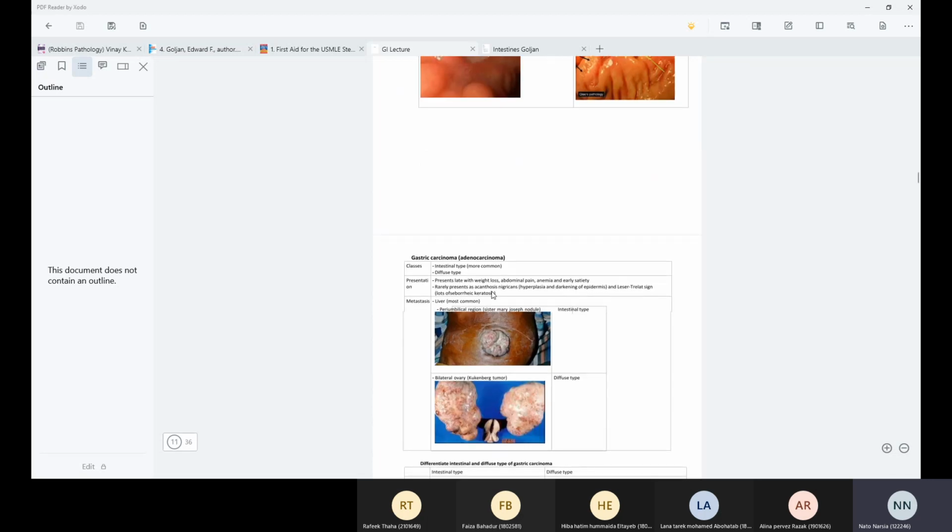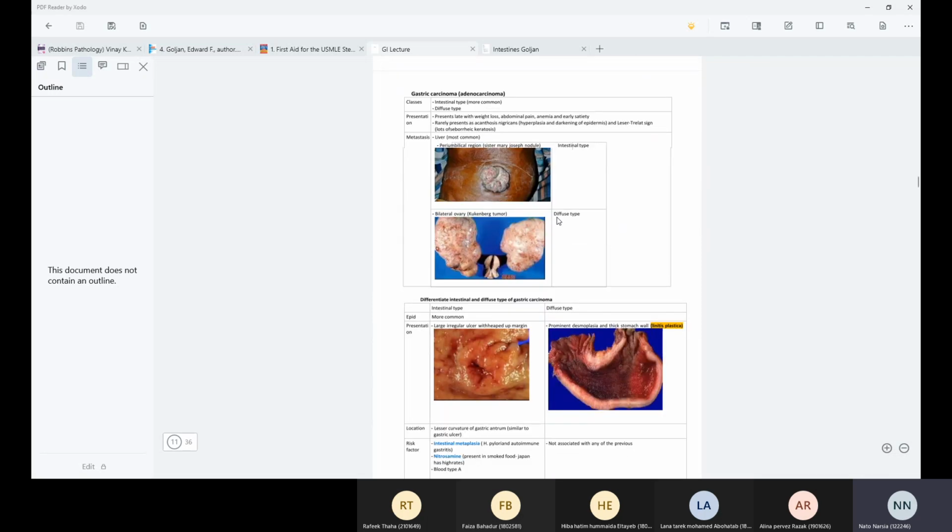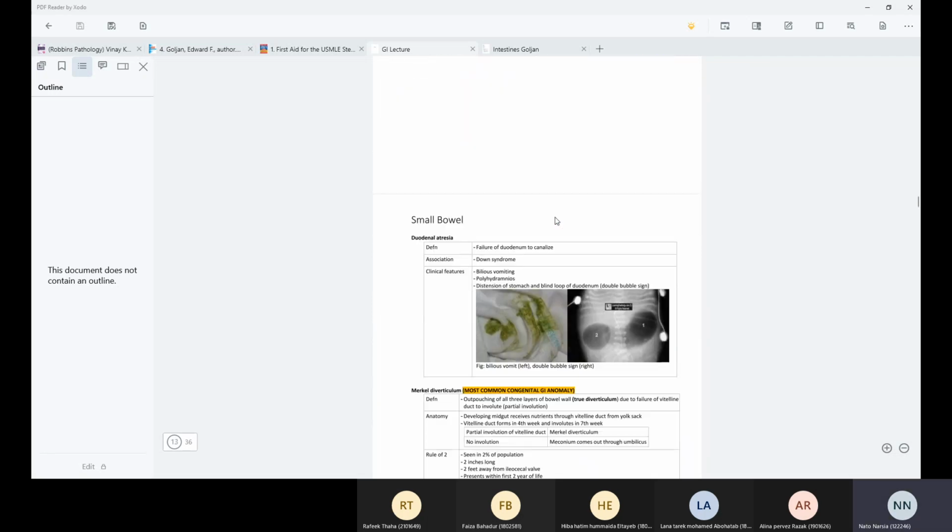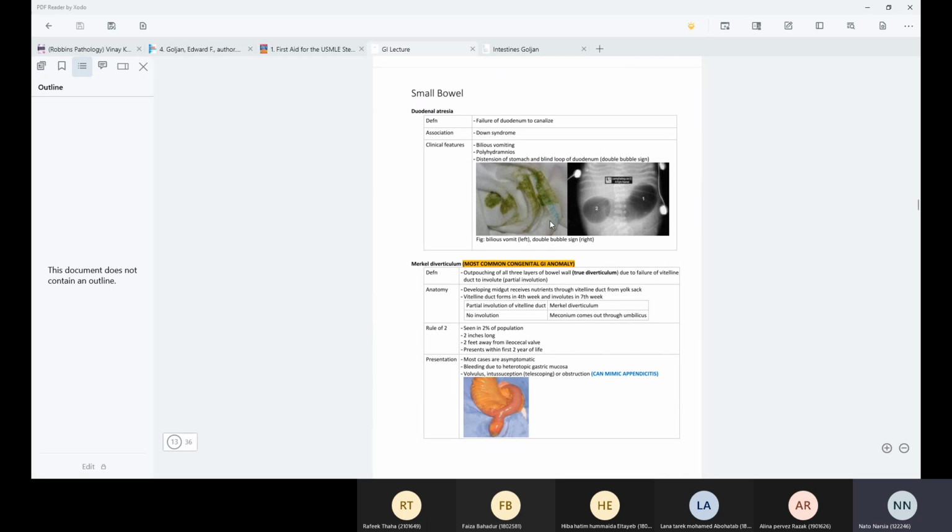And when it comes to tumor, you have two types, intestinal and diffuse, okay? And in tumors, you need to differentiate also adenocarcinoma and lymphoma. You see, stomach is quite a big portion, and you need to prepare it well. Now, whatever I manage to talk about small bowel, I will tell you.